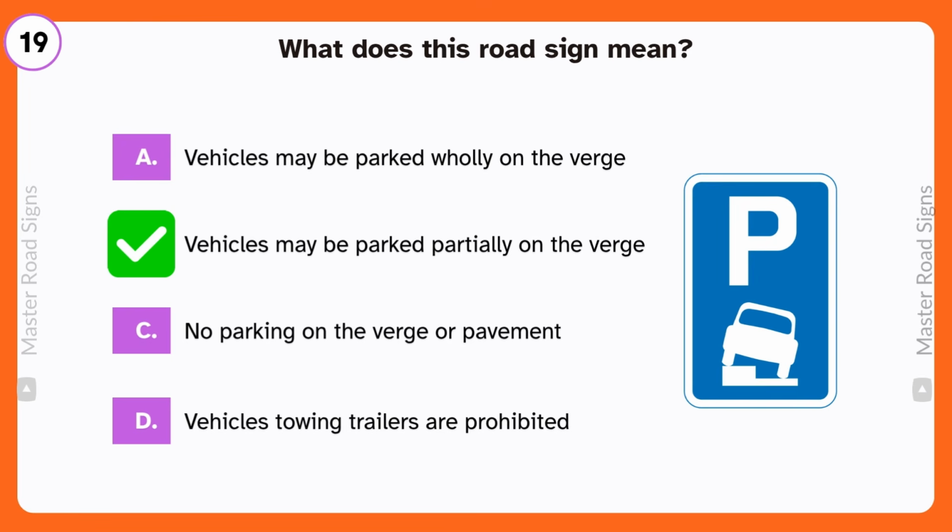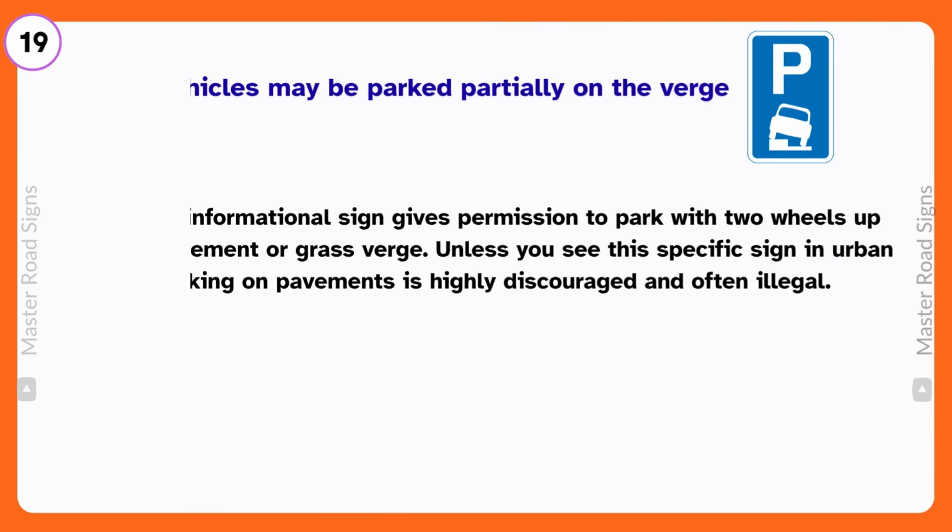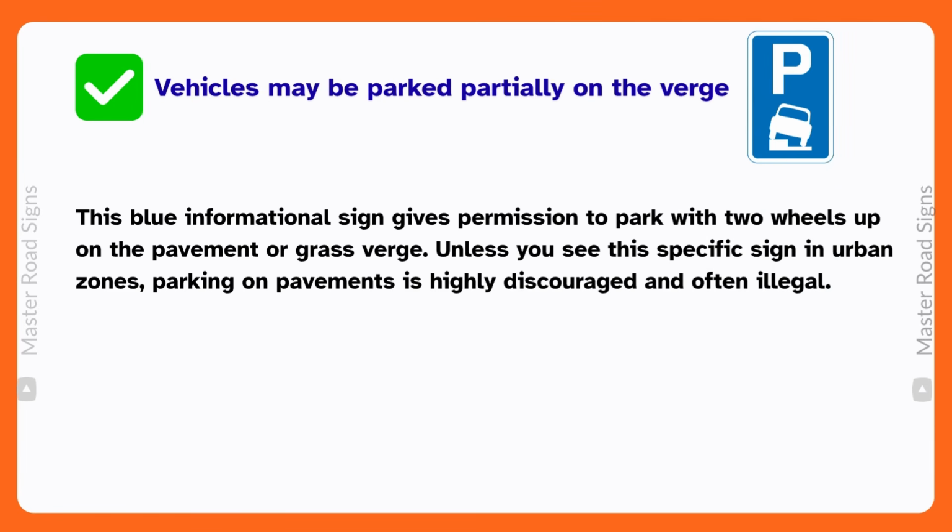Correct answer is option B. Vehicles may be parked partially on the verge. This blue informational sign gives permission to park with two wheels up on the pavement or grass verge. Unless you see this specific sign in urban zones, parking on pavements is highly discouraged and often illegal.